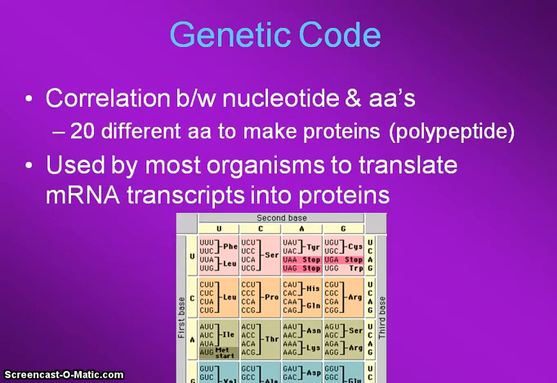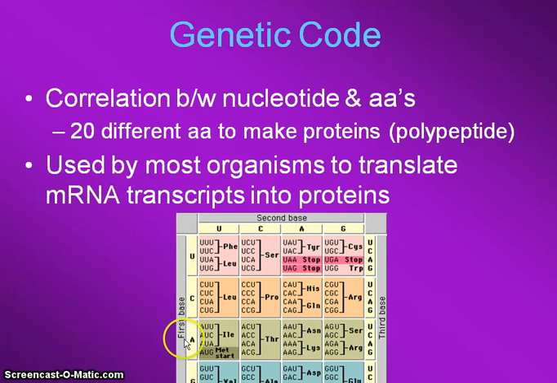The genetic code is the correlation between the nucleotides and the amino acids. So what bases you have and what amino acids they will code for. If you recall, there are 20 different amino acids that are used to make proteins or polypeptides. And the same genetic code is used by most organisms to translate their mRNA transcripts into actual proteins. This is a table that we're going to use to figure out what proteins are actually going to be made.